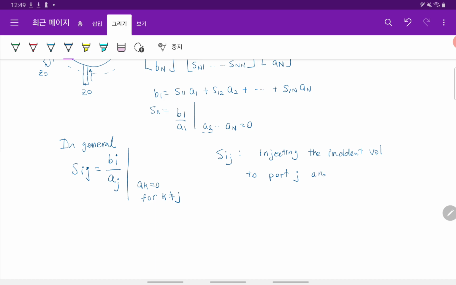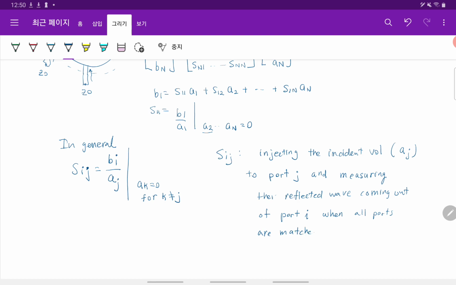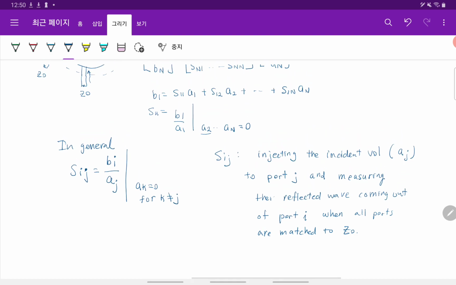And for this Aj, to port j, measure the reflected wave coming out of port i, when all ports are matched. So it's 0, right? So this is the general term.